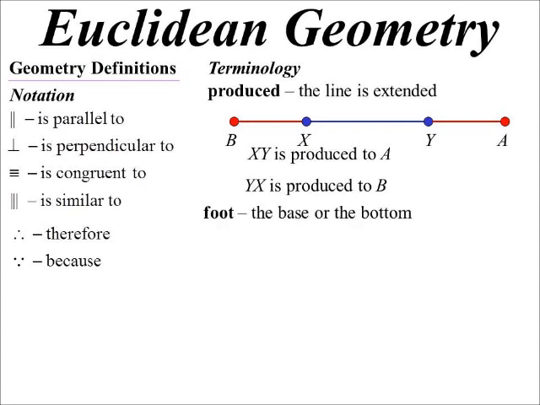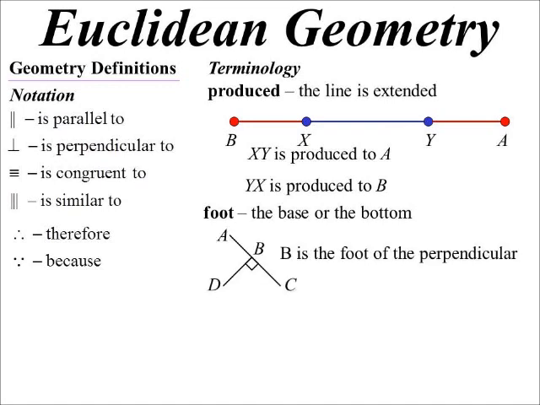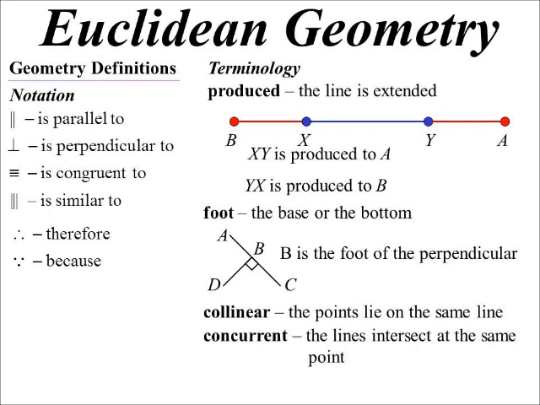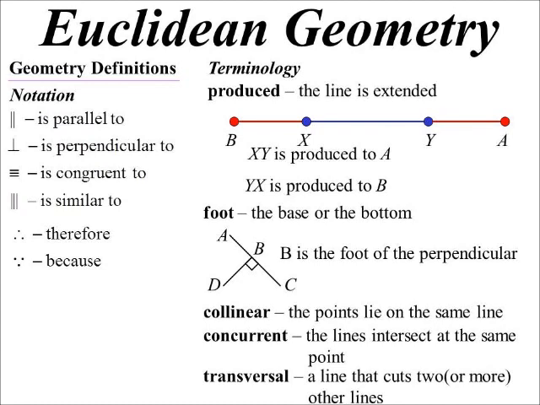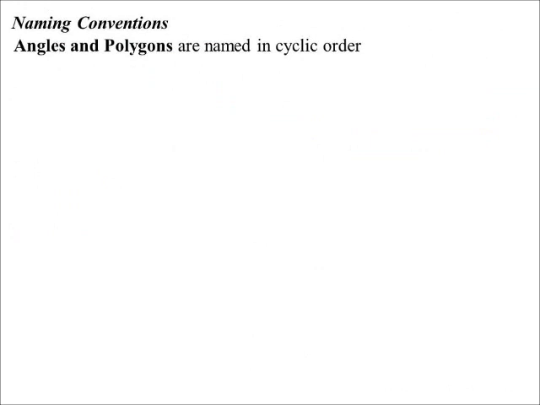Foot means the base or the bottom, but strangely enough it doesn't actually mean it is at the bottom, because of course I could have a diagram like that, and even though B is sort of on the top of the picture, B would be the foot of the perpendicular. Collinear, well, we mentioned that in coordinate geometry, points that lie on the same line, and concurrent, lines that intersect at the same point. Transversal. We often see those in parallel line questions, but a transversal is simply a line that cuts two or more other lines.